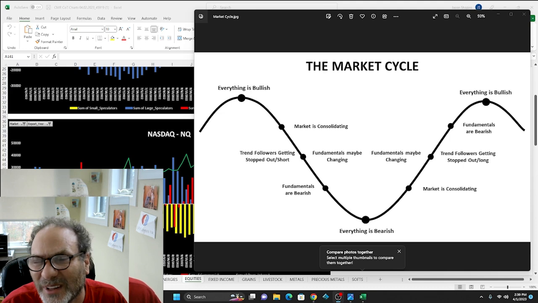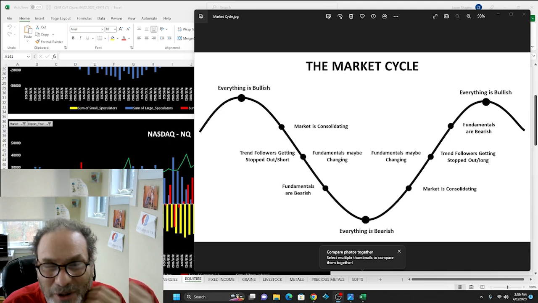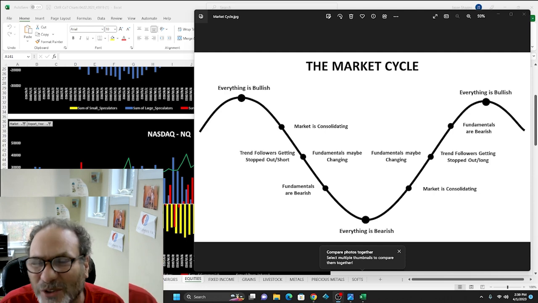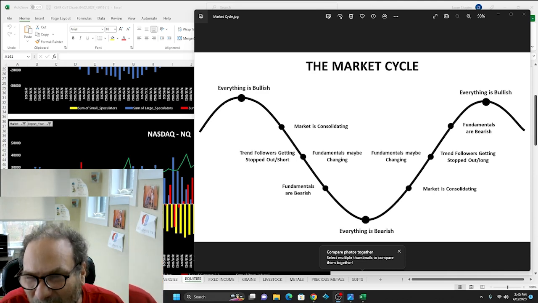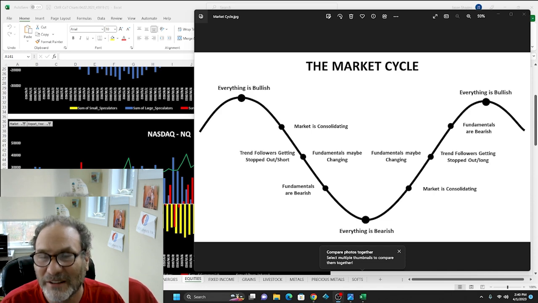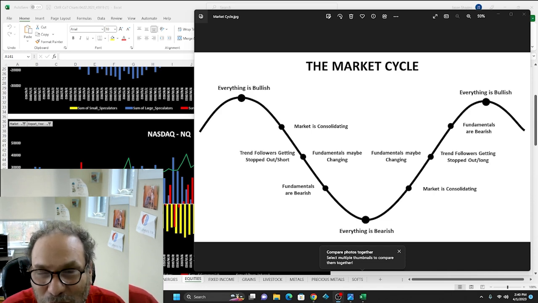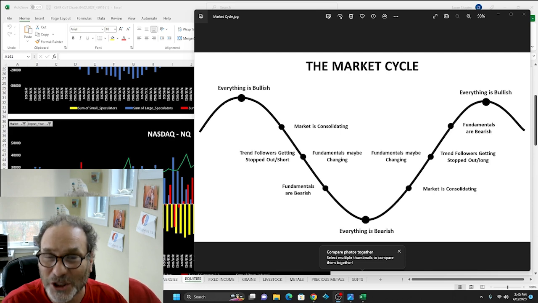So here we start to get certain people talking about the fundamentals changing. On the trend following side, trend followers are starting to get stopped out here, possibly short depending on the length of their trend following, but certainly getting stopped out. And you're starting to see the positioning shrink. Then we go down more, and now the fundamentals have changed. Now the fundamentals are bearish, and trend followers are getting short.